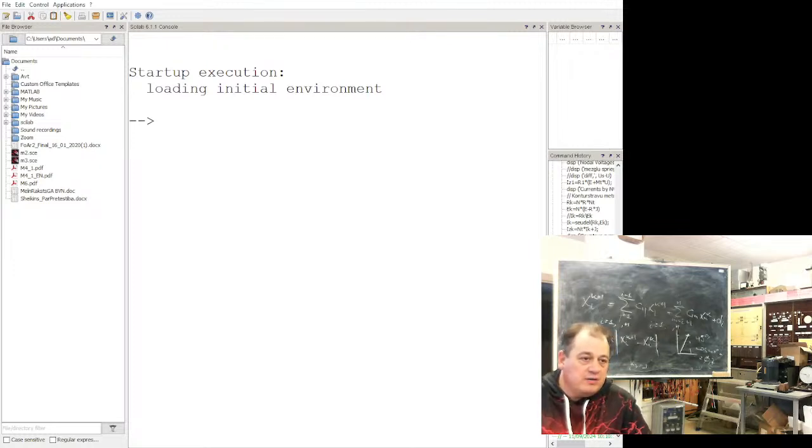SciLab.org. Dassault Systèmes now sponsors it. I used an older one, you can take a newer one, no problem.